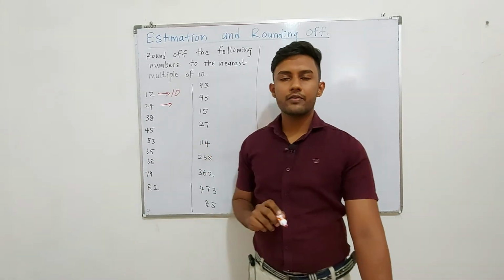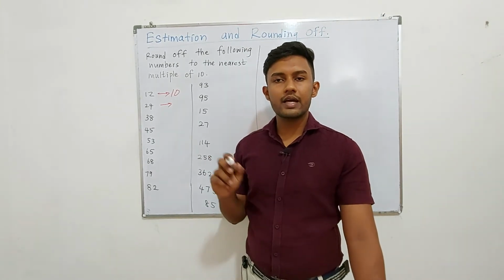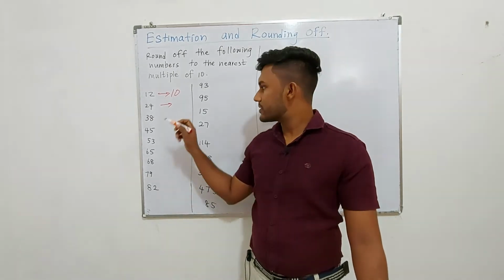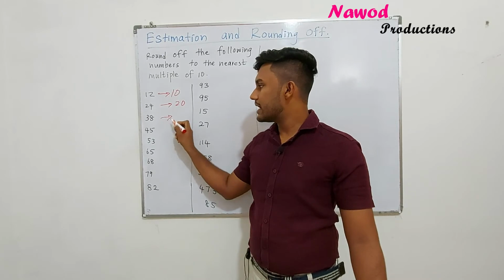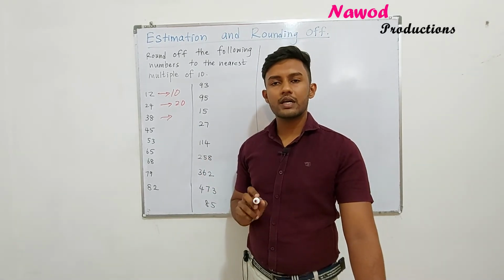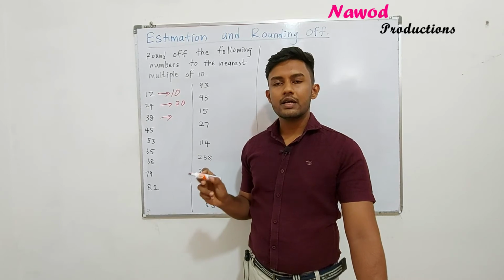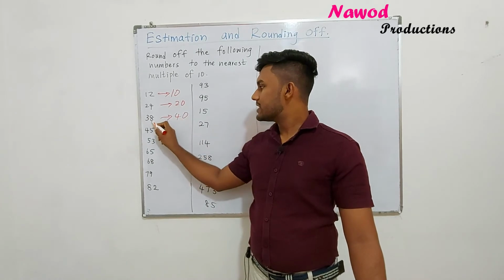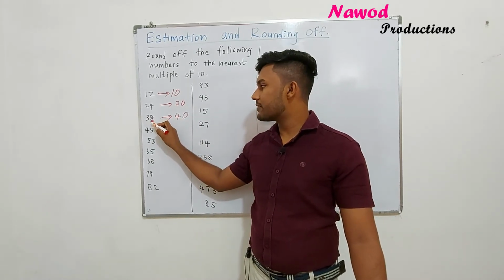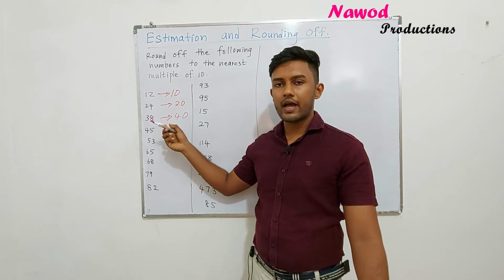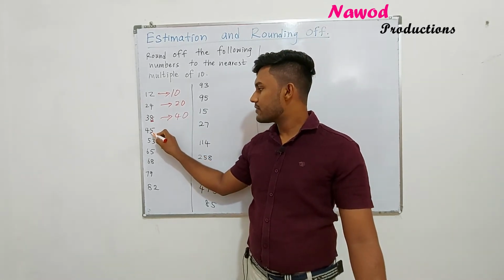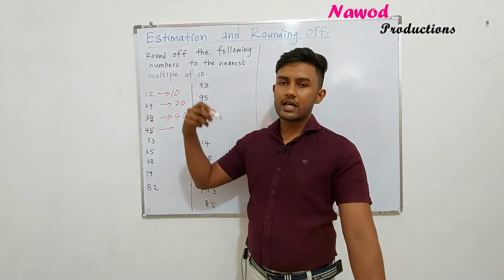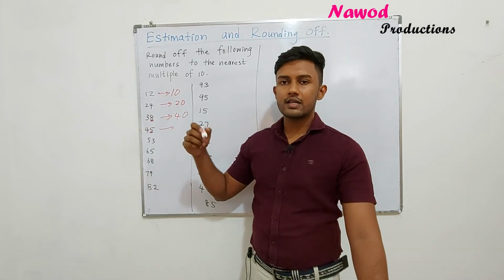24, we have the value of 24. It is in between 20 and 30. I told you before that 24 is near to 20. 38 is in between 30 and 40. It is near to 40. If this digit is 5 or more than 5, it goes to the front value. Then here 45 is the middle value in between 40 and 50, but we take the front number. The answer is 50.